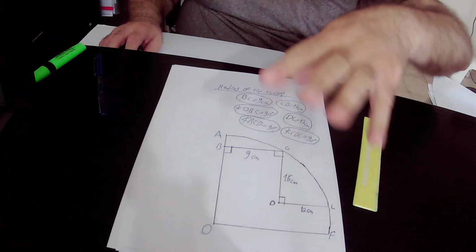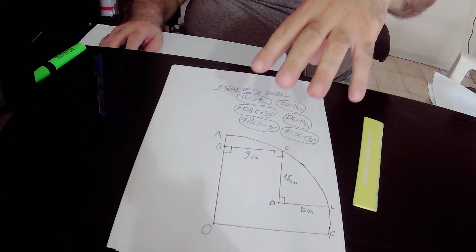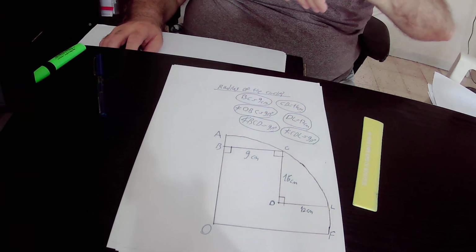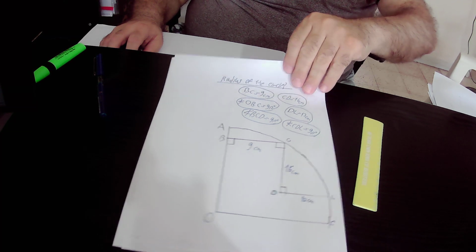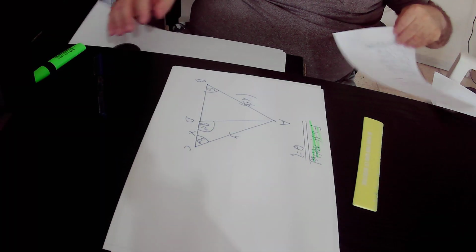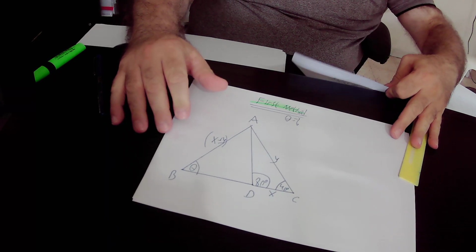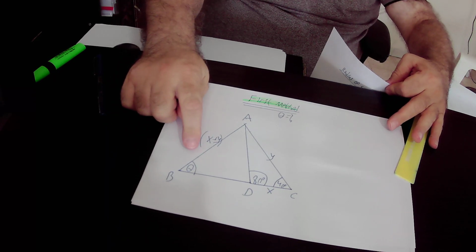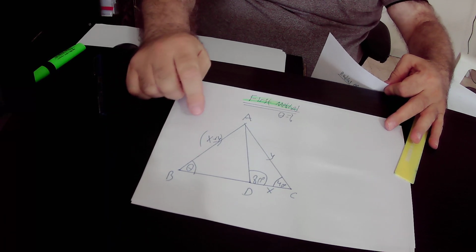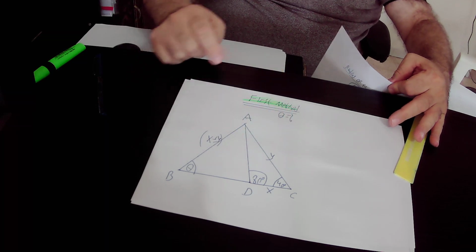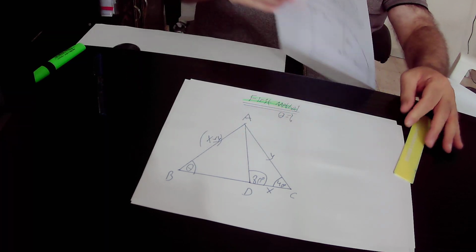Hello, in this lecture we'll answer two questions. In the first question, we'll find out the radius of this quarter circle. In the second question, we will find out the size of this angle, angle theta, that is inside triangle ABC. So we'll start with the first question.